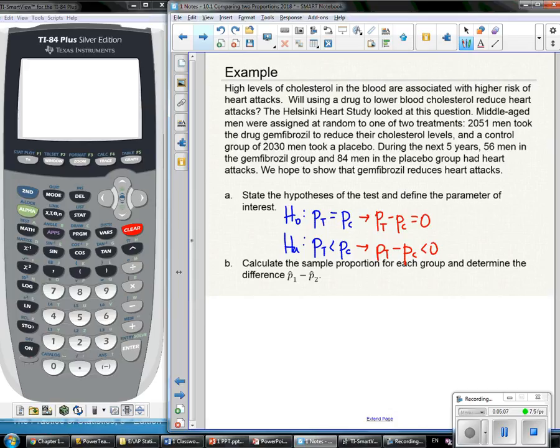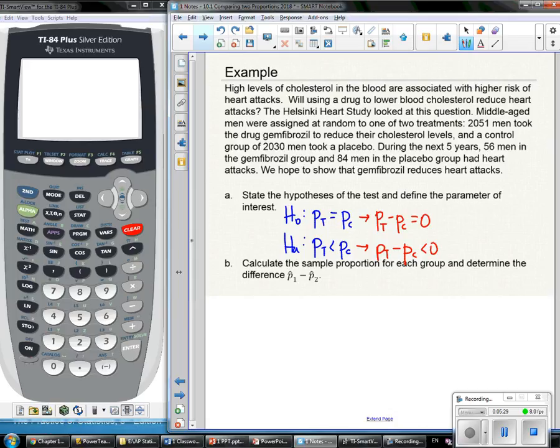And you can completely rewrite this. If you want to start off with the control group minus the treatment group, then your alternative would be a greater than. And it won't matter. Your results will be the same in the end. Your test statistic might be the opposite sign, and your difference in proportions will obviously be a different sign, but your p-value in the end of this test would be the same.